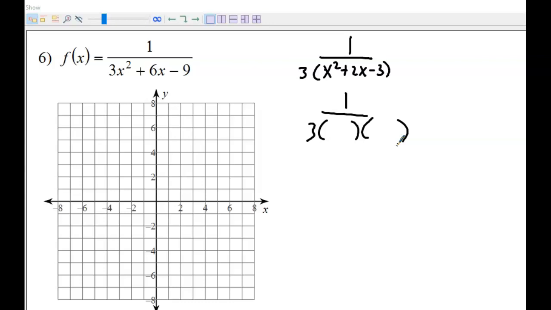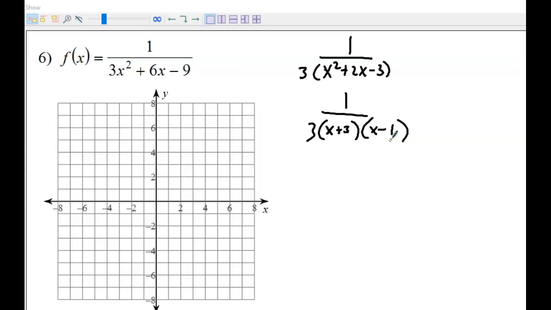Castillo, how about you, bud? Did you get that polynomial factored? That trinomial? You got it? What did you get? x plus 1 and x minus 3. I'm going to reverse it, but x plus 3, x minus 1. But you're good. You picked the right numbers anyway.